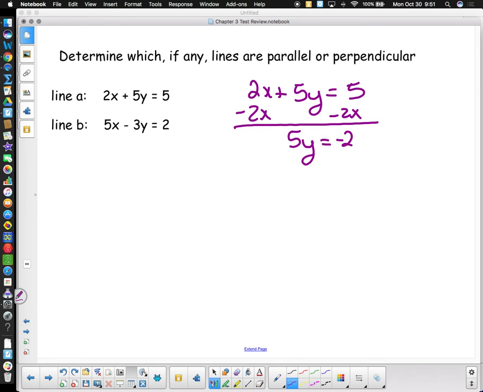So 5y equals negative 2x plus 5. Divide by 5. y equals negative 2/5 x plus 1.